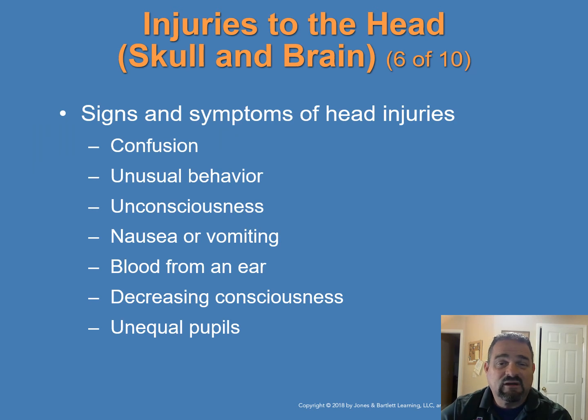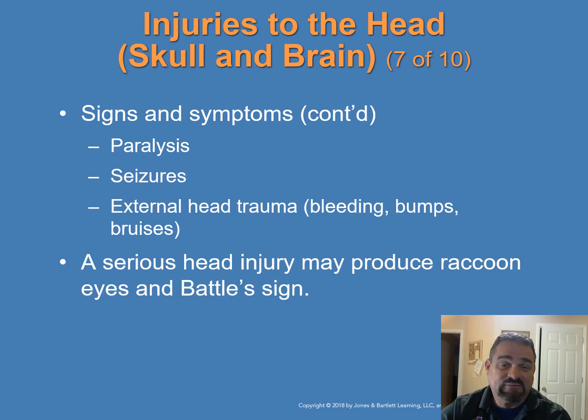All right, so these are all signs and symptoms of head injury. Confusion, unusual behavior, if they're unconscious, nausea, vomiting, any blood that's coming from the ear or from the nose or from the mouth could even be possible as well. Any decrease in consciousness, and then unequal pupils. Other signs and symptoms could be paralysis and seizure, and then of course external head trauma, some scalp laceration, bleeding, bumps, bruises, those kind of things.